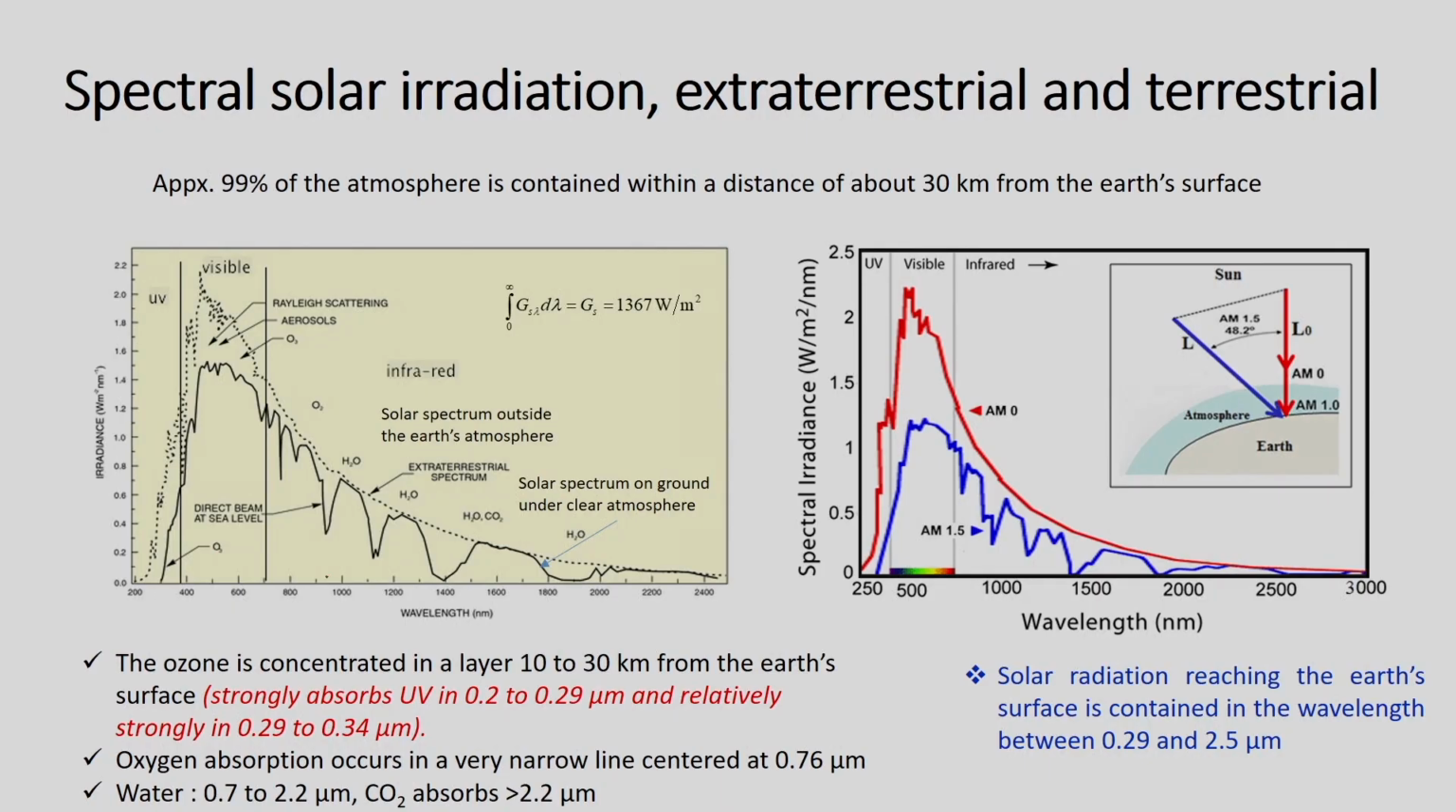Let us look at this figure. It shows irradiance versus wavelength: what the spectrum is for the extraterrestrial region and for the terrestrial region. This dotted line represents the solar spectrum outside the earth's atmosphere, that is the extraterrestrial region, and this solid line represents the solar spectrum on the ground under a clear atmosphere.